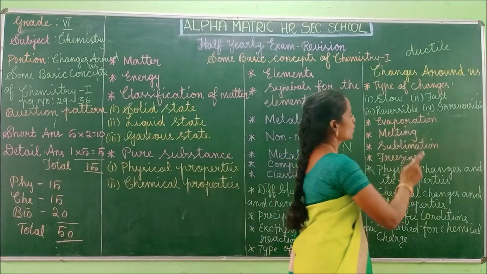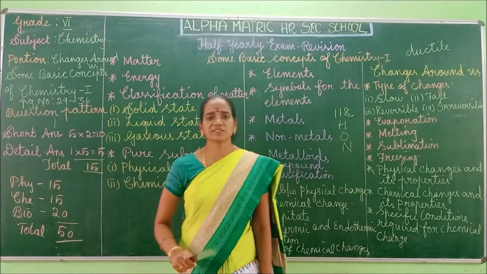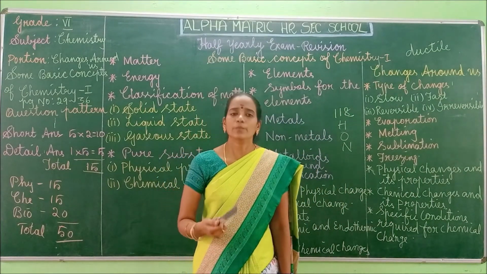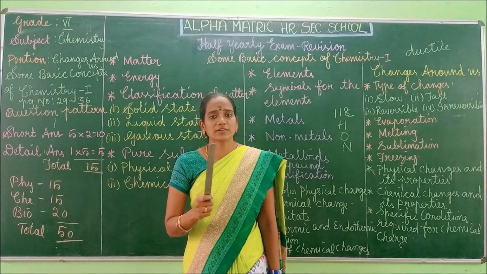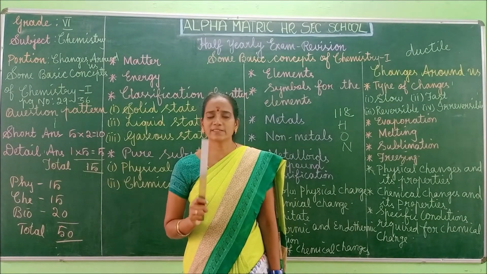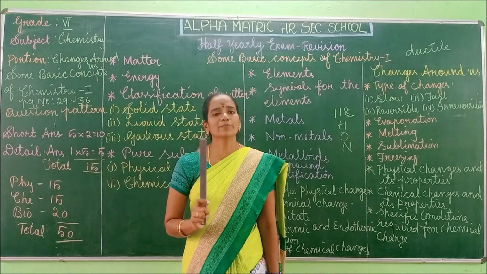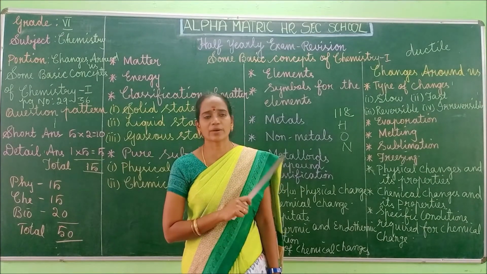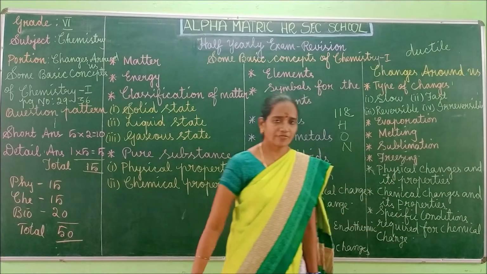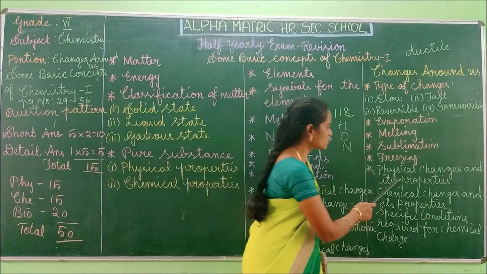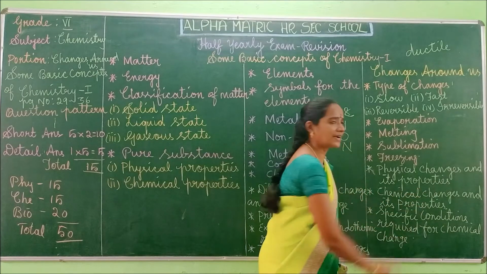Next one, you have to learn the definitions about evaporation, melting, sublimation, freezing. You should understand the concept behind these definitions. Okay. So minimum 1 definition you can expect from evaporation, melting, sublimation or freezing. Right. So next one, physical changes and its properties.